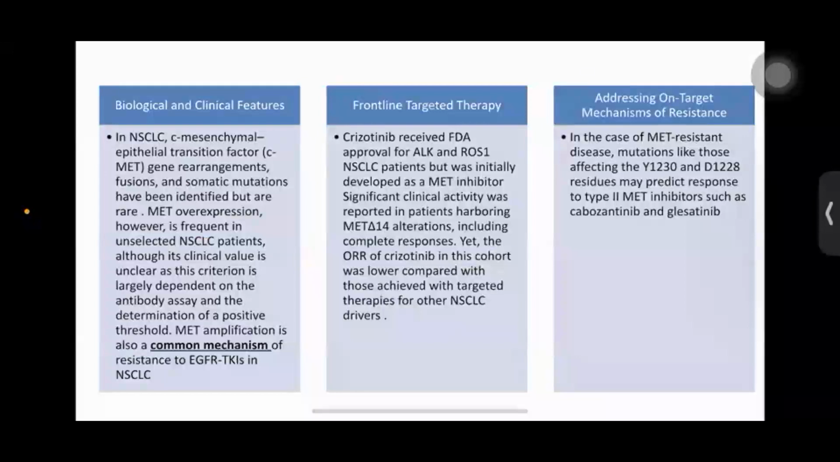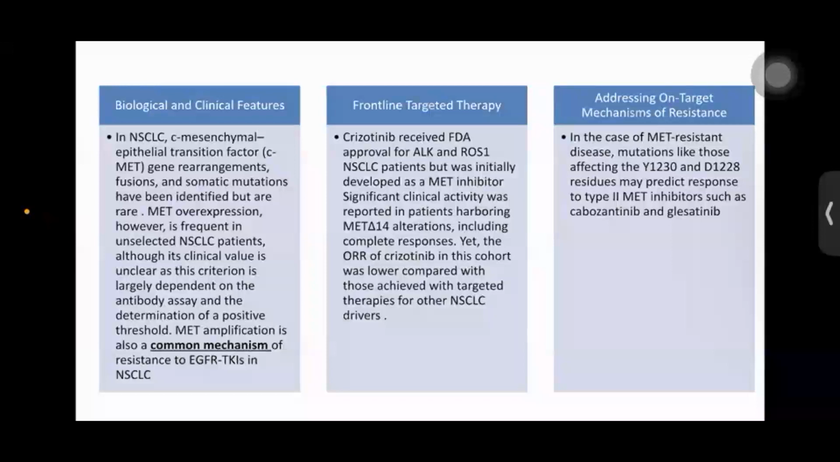MET is a common mechanism for resistance for EGFR TKIs. Generally, when a patient progresses on either gefitinib or osimertinib, we do ask for a repeat biopsy or liquid biopsy and do the molecular testing. One of the common resistance mechanisms for EGFR is a MET mutation. And this can also occur upfront, not only as a resistance mechanism. And one of the common targetable mutations is the MET exon 14 mutation.